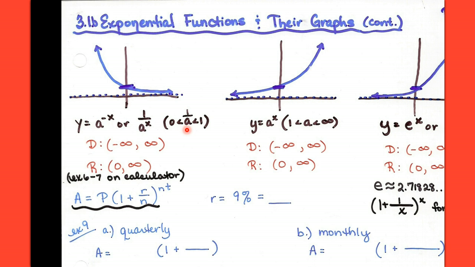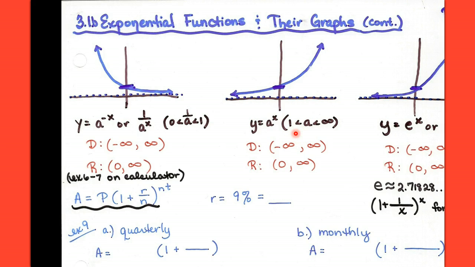The other scenario was when we had y equals a to the x, where a was a number greater than 1. When we put those two scenarios together, that covered all of the exponential functions, because we had said an exponential function was something in the form of y equals a to the x, where a was greater than 0 but not equal to 1. So here are the values between 0 and 1, and here are the values greater than 1.